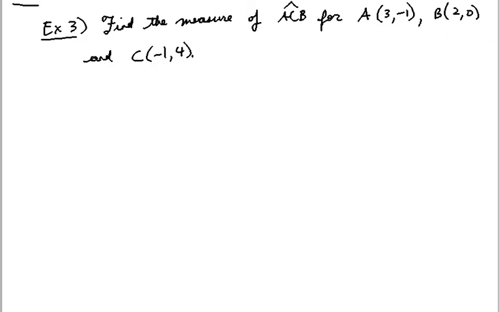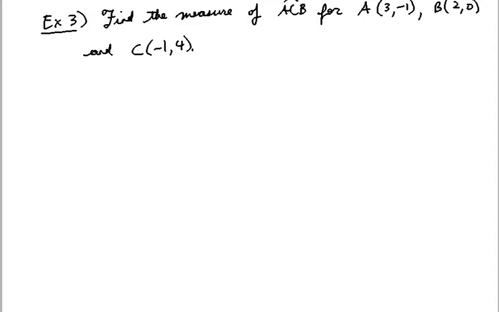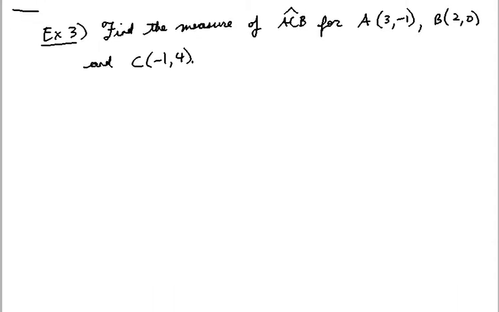Okay, one last example using the dot product. This example says find the measure of the angle ACB, that's an angle ACB, for these 3 points. A is (3, -1), B is (2, 0), and C is (-1, 4).